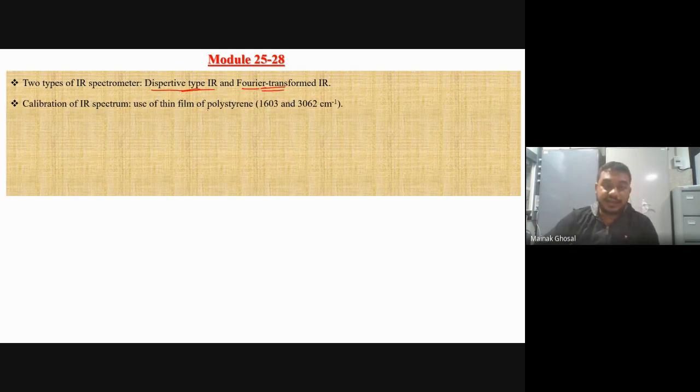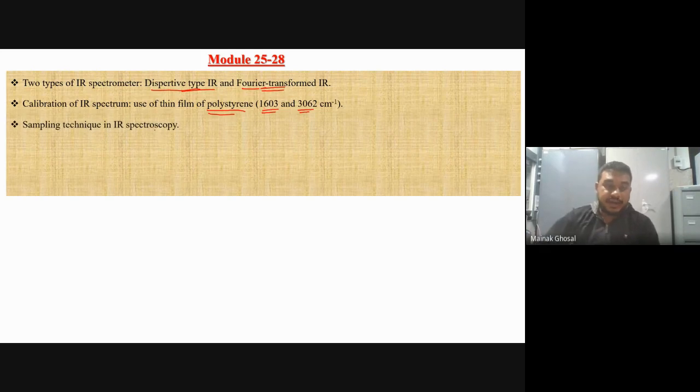What is that? In this case, it is generally a film of polystyrene. It generally gives two peaks at 1630 and 3062 centimeter inverse. So you make a film of polystyrene, put it in the IR spectrometer, record the IR spectrum, and calibrate where the peaks are coming. If you can calibrate this, then you can record your spectrum of interest.